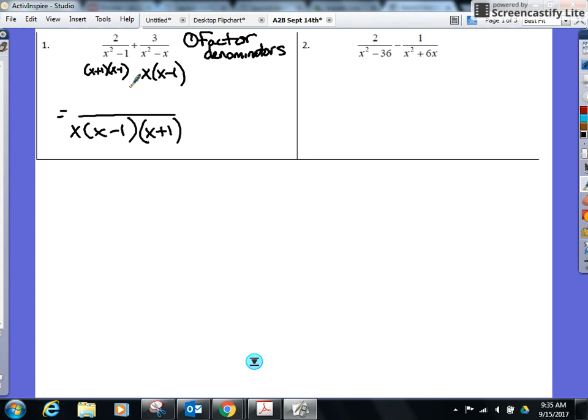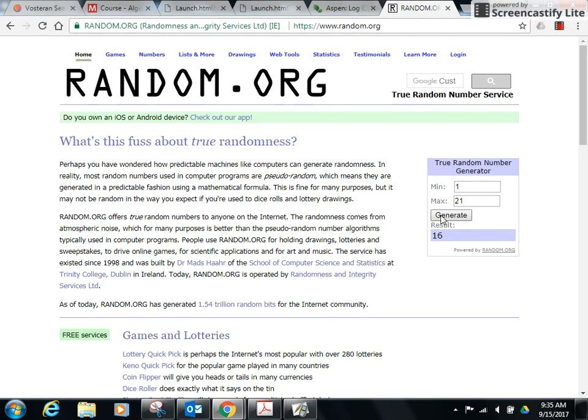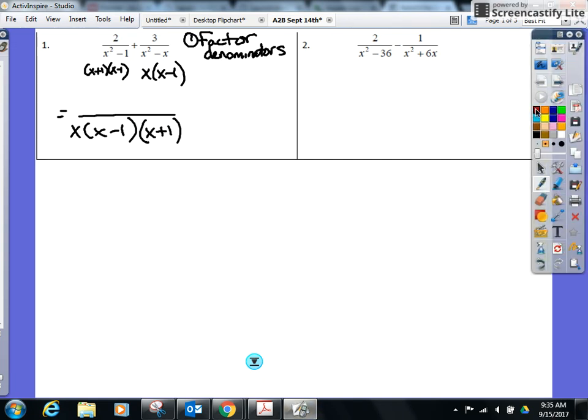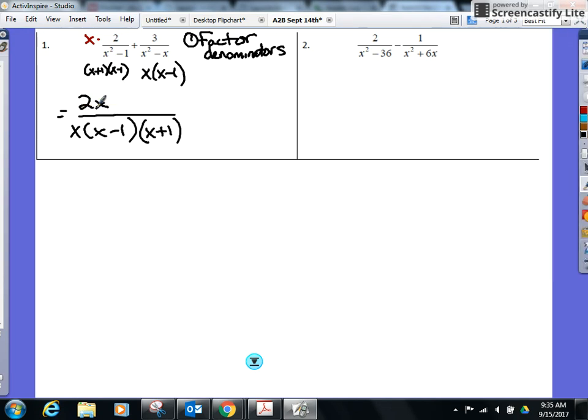Look at the factored denominators and say what's missing from the common denominator. Here we go. So let's take that first fraction. What is missing right now? Who's got 16 again? What is missing? An X. Everyone see that? I had the X plus 1. I had the X minus 1. The only thing that's missing is the X. So that's what I'm going to multiply the top by. I'm going to multiply it by X. So that ends up being 2X.